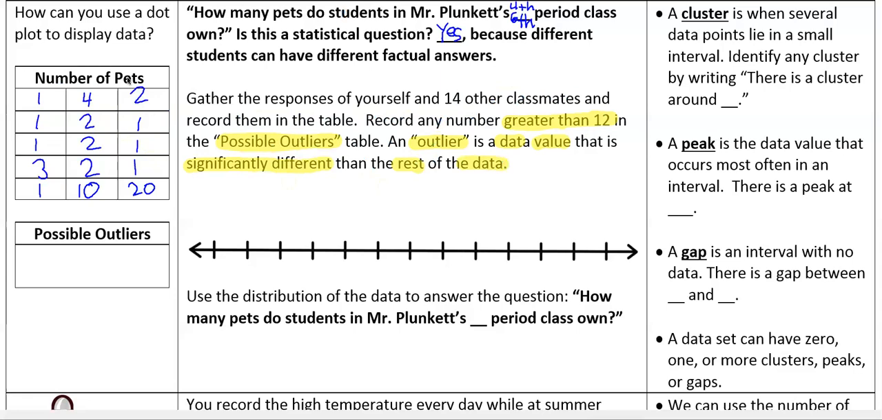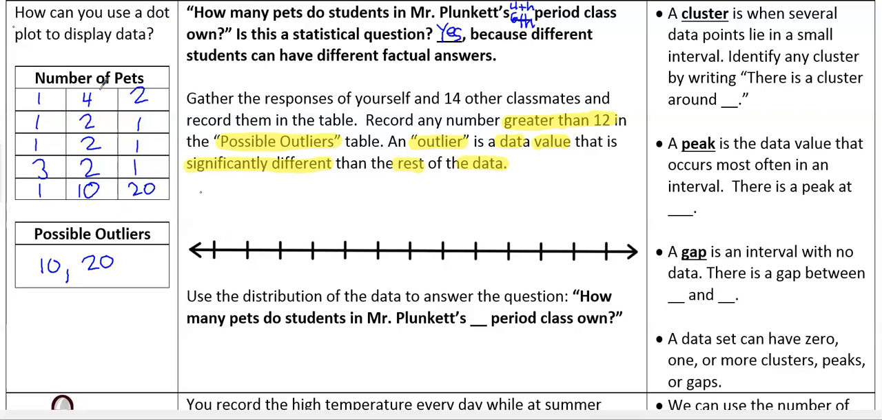So you can see that everybody's data is kind of chilling around 1 to maybe 4. And then here, these 2, Patrick and Camilla, they got some pretty big numbers. It says to only do the numbers greater than 12, but we'll do both 10 and 20 because those are pretty different, right? And so we're going to consider those possible outliers, which means that they're much different than the rest of the data.